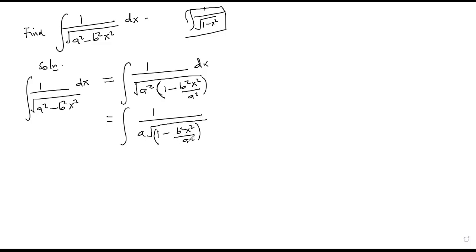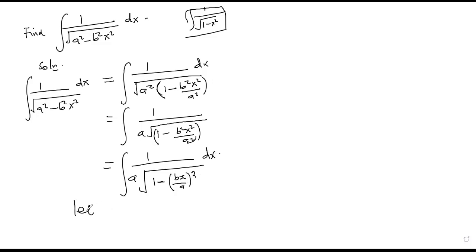But for this case here, since they are all squared, you can work on it and reduce it to 1 over a, square root of 1 minus bx over a, squared, dx. Then we shall let this result of the square to be maybe sine theta.